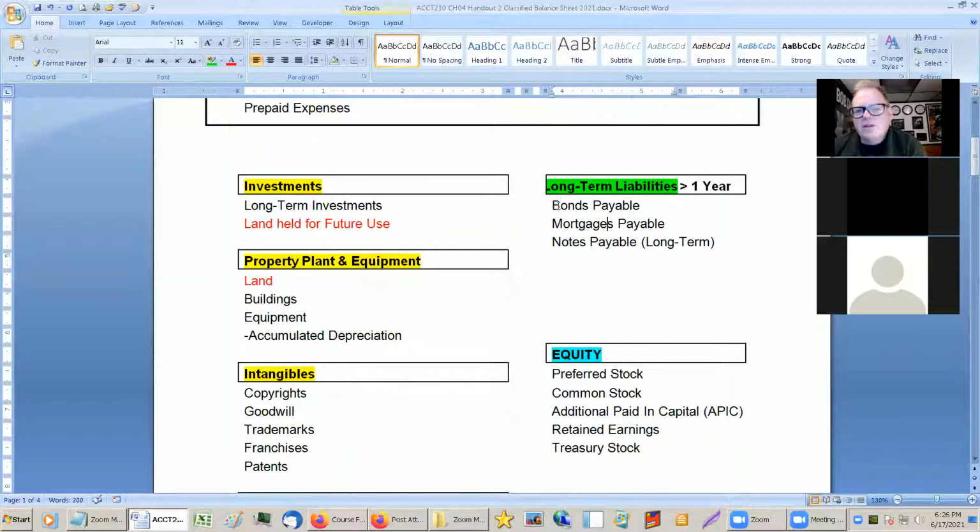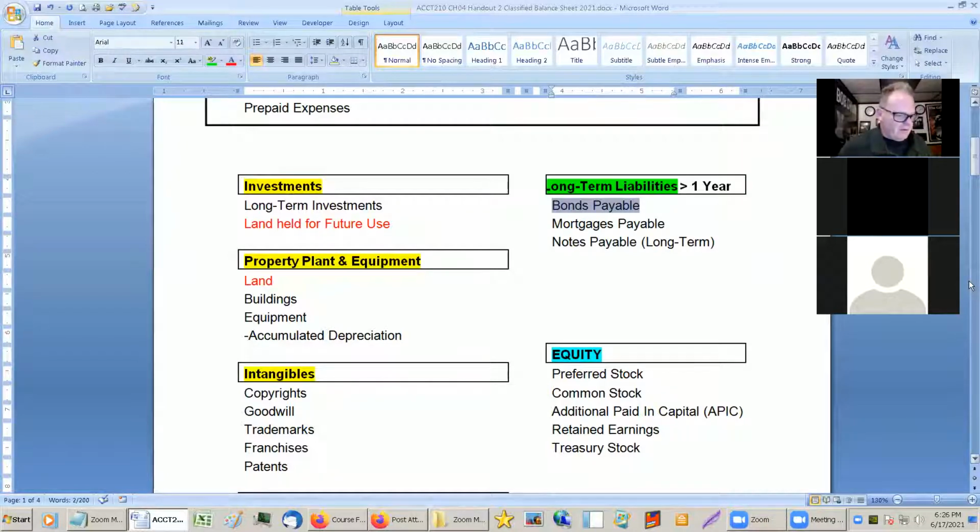Anyway, so these are things that are payable long term. By the way, if you're wondering what a bonds payable is, a bonds payable is simply taking a loan and cutting it up into a bunch of little pieces. And a lot of times it's because they need a whole bunch of money.